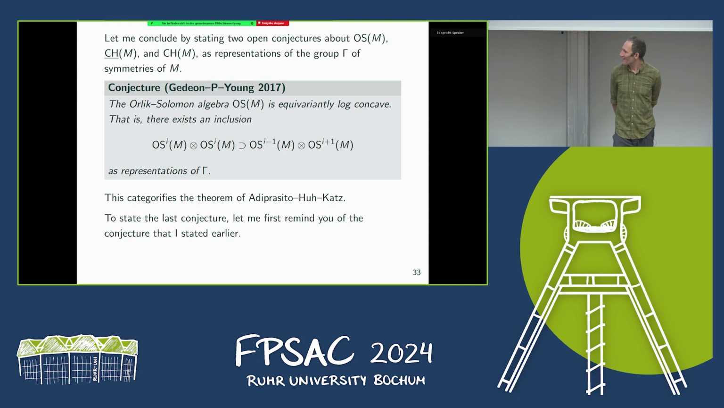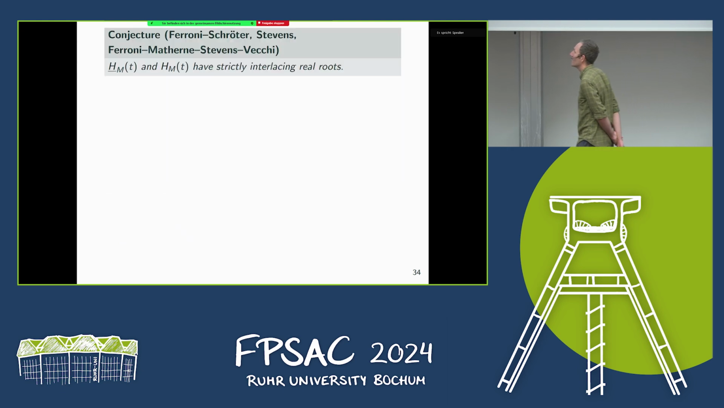Yeah. So this is an equivariant conjecture about the Ehrlich-Solomon algebra. Again, I'm not claiming this can be proved with the valuativity condition, but it can certainly be checked for lots of examples using valuativity. Let me also state an equivariant conjecture about the Chow ring and augmented Chow ring. So let me first remind you of the conjecture I stated before non-equivariantly.